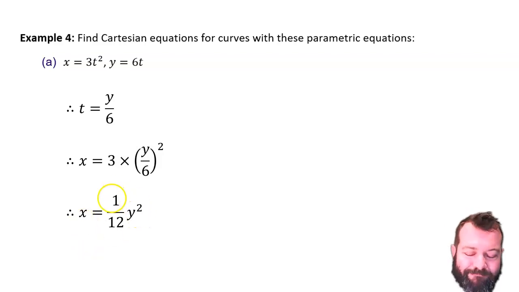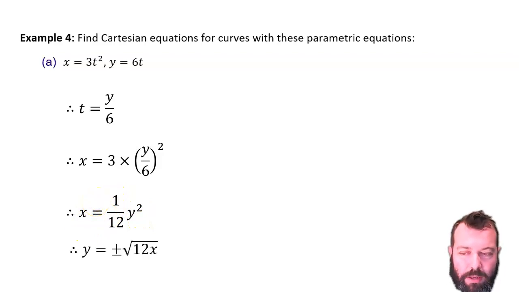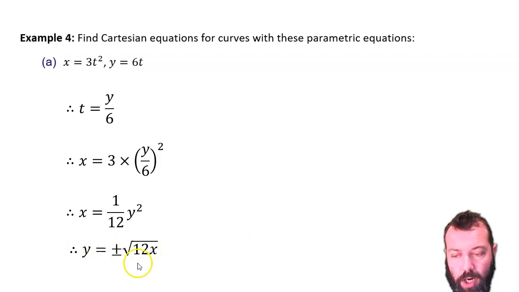That's a Cartesian equation. Now, that is in terms of x, and we generally prefer it in terms of y. So rearranging that, I get y is plus or minus the square root of 12x. Not a function, but a relation.